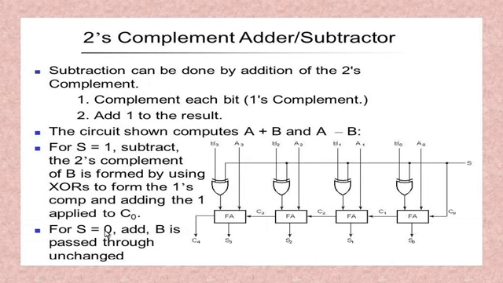So in this way this circuit performs 2's complement binary subtraction. For S equal to 0, add: B is passed through unchanged. Means if S is equal to 0, there is no extra 1 bit added to this full adder, and there is no one's complementation, because S is equal to 0. Therefore these 4 XOR gates will not perform the one's complement. As there is no one's complement, B will pass as it is and A is as it is. Then we get the simple 4-bit binary addition.